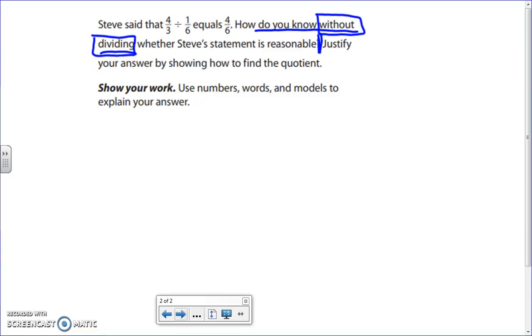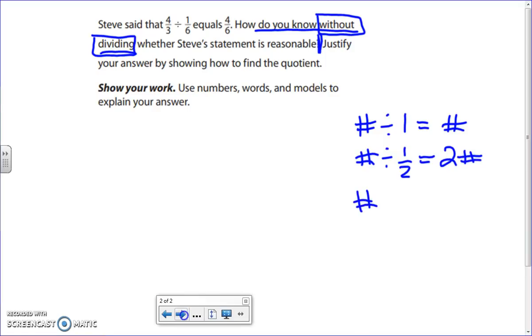So here's what I know. Any number divided by 1 is that number. It doesn't change. Anytime I have a number divided by 1/2, 1/2 will fit into any number twice as much, so it'll be 2 times the number. Anytime I have a number divided by 1/4, I know it equals 4 times the number.